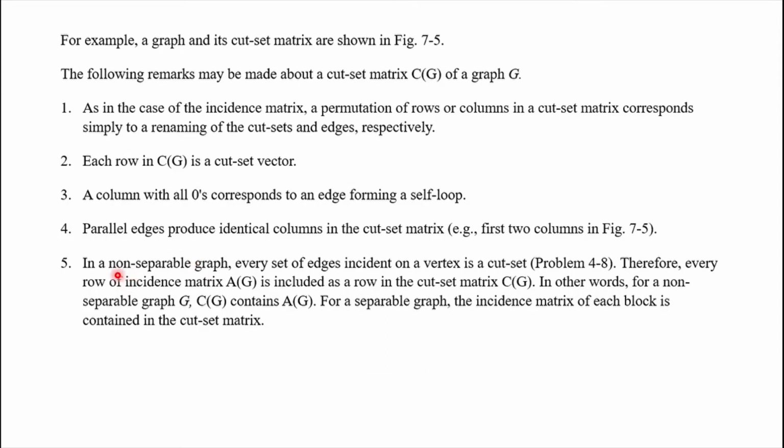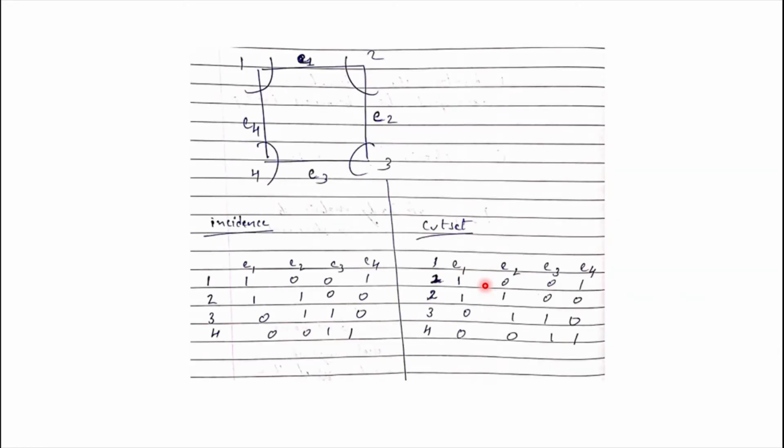The next point is in a non-separable graph, every set of edges incident on a vertex is a cut set. Therefore, every row of incidence matrix AG is included as a row in the cut set matrix CG. In other words, for a non-separable graph G, CG contains AG. For a separable graph, the incidence matrix of each block is contained in the cut set matrix. So what is a non-separable graph? A non-separable graph is basically a graph where the vertex connectivity is not 1.